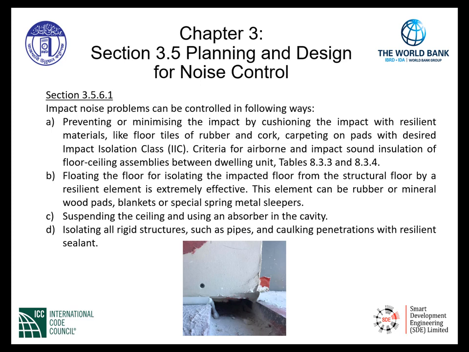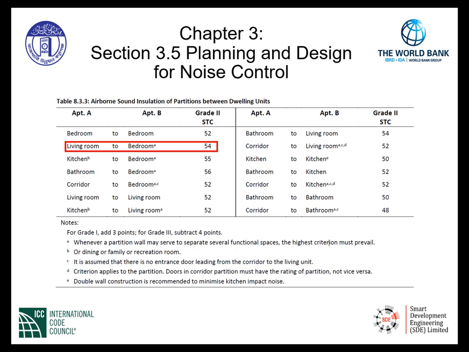Table 8.3.3, titled Airborne Sound Insulation of Partitions Between Dwelling Units. This table gives us requirements for partitions in dwelling units. For example, consider two apartments, A and B, that share a common wall. A living room is located on the apartment A side of the wall, while a bedroom is located on apartment B's side. I can locate this scenario in the table and determine the STC requirement. In this case, it is 54.